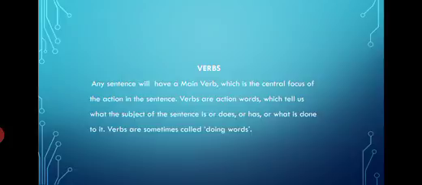What do you mean by a verb? A verb denotes the action of a subject or a noun. Any sentence will have a main verb, which is the central focus of the action in the sentence. Verbs are action words, which tell us what the subject of the sentence is, or does, or has, or what is done to it. Verbs are sometimes called doing words.